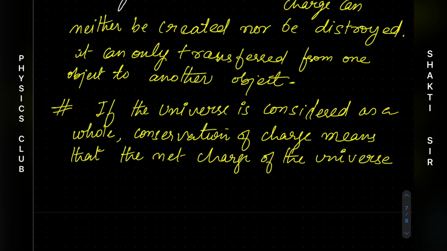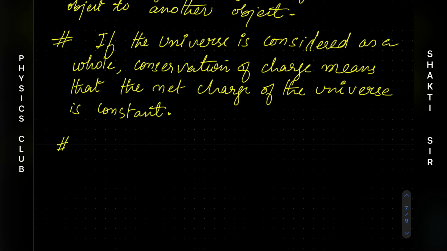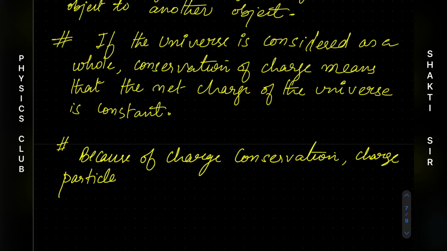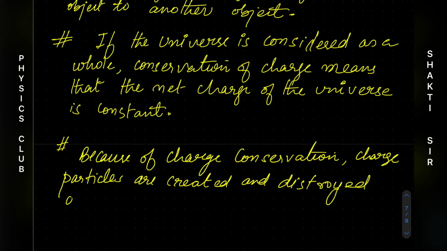So because of this conservation of charge, charged particles are created and destroyed. Keep in mind, charged particles are created and destroyed only in pairs with equal and opposite charges. If one charge is positive, the other charge must be negative, so that the balance of charge should be there, the conservation of charge should be there.